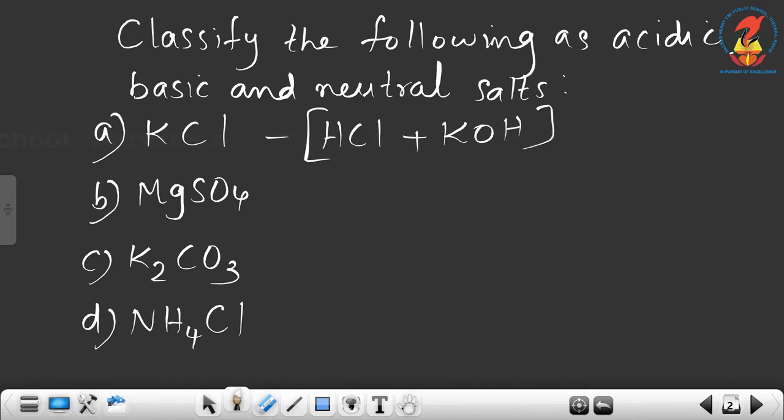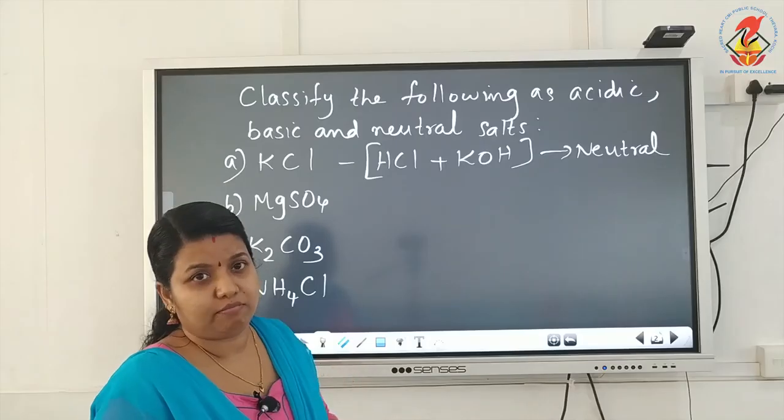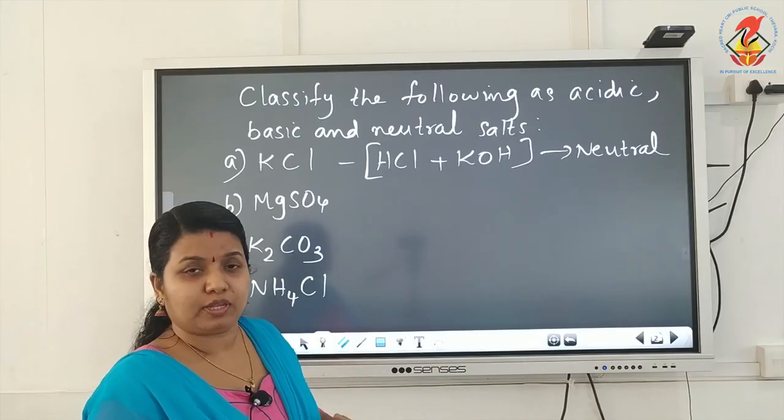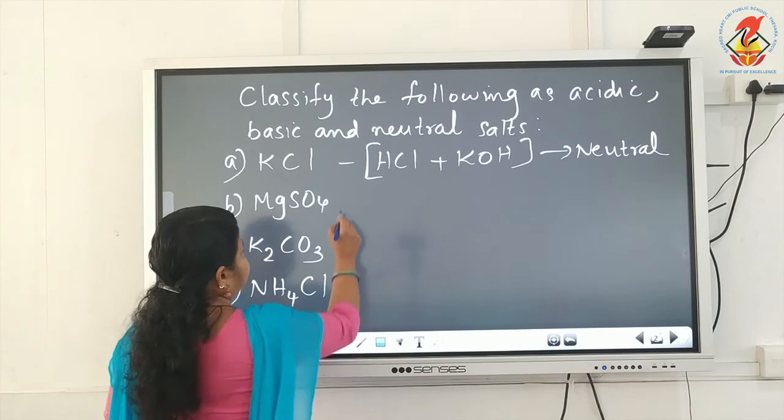Now look at their nature. Strong acid, strong base. So what is the nature of this salt? It is neutral. KCl is a neutral salt because it is formed by the neutralization between a strong acid and a strong base. It's HCl and KOH. Both are strong, so it is a neutral salt.